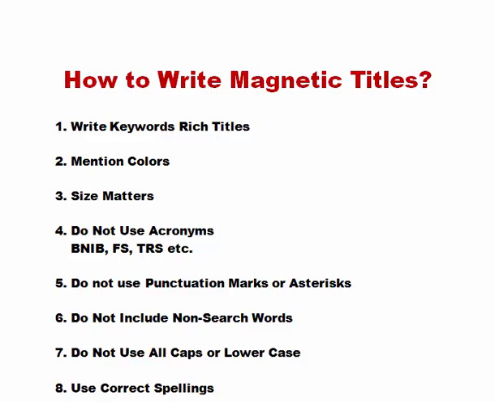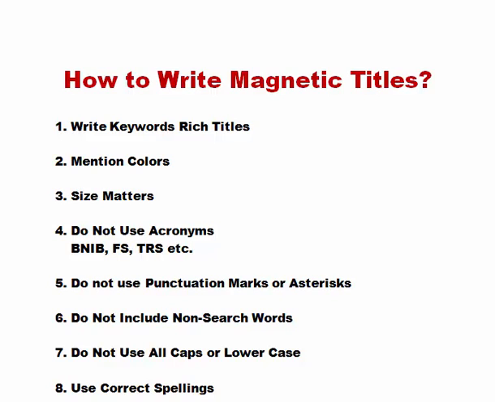Number three is size matters. Items that have different sizes, you must mention the size in your listing title. Most people will search for the item in a particular size. For instance, if you are selling shoes, it should mention sizes like UK 7, US 41, Europe 42, etc.